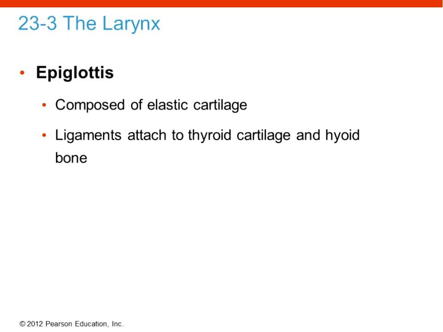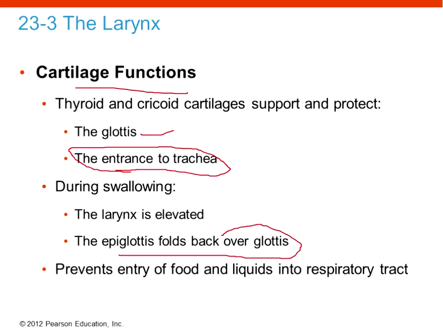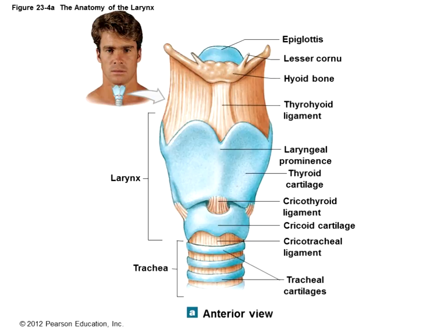And again, this is something that you're looking at more in lab. I mean, the epiglottis is composed more of elastic cartilage, and again attaches to the thyroid cartilage and the hyoid bone in terms of its structure. And so just in terms of the function, right, the thyroid and cricoid cartilages protect and sort of support the glottis, but also protect that entrance to the trachea, as I was mentioning. And during swallowing, the epiglottis folds over the glottis, protecting that, preventing food, as I mentioned, or liquids from entering the respiratory tract.